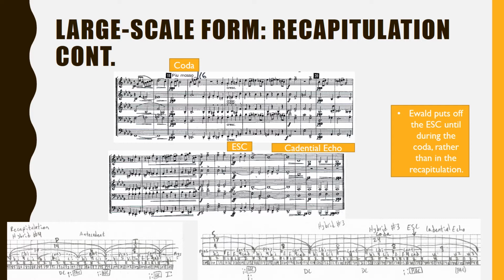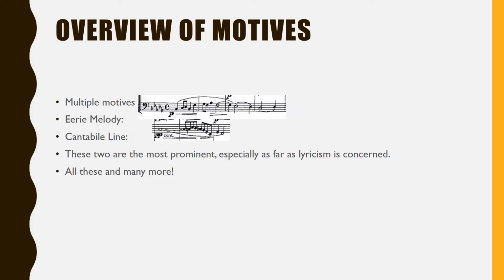But Ewald does this thing where he procrastinates just about as much as we do with our homework, and he keeps putting off the ESC until the very end when he possibly can't do it any later. And so he puts it right after this coda, about 8 bars from the end or so. And then after that he has a cadential echo on it too, which is a really nice touch to it. And that's about it for the large scale form.